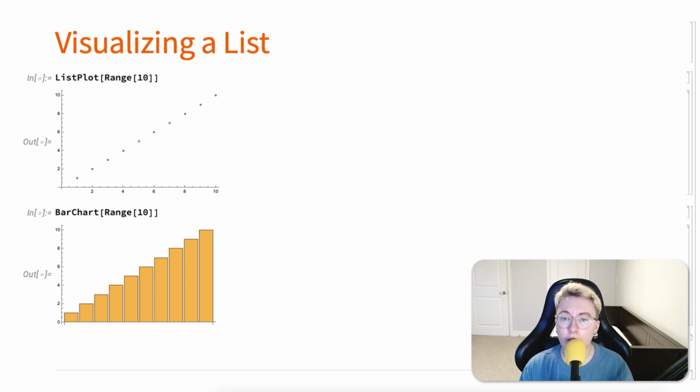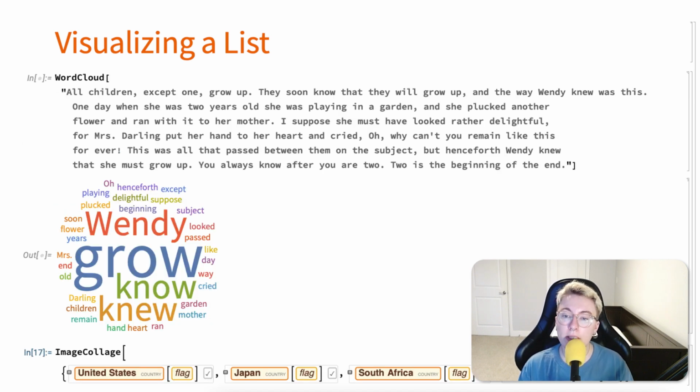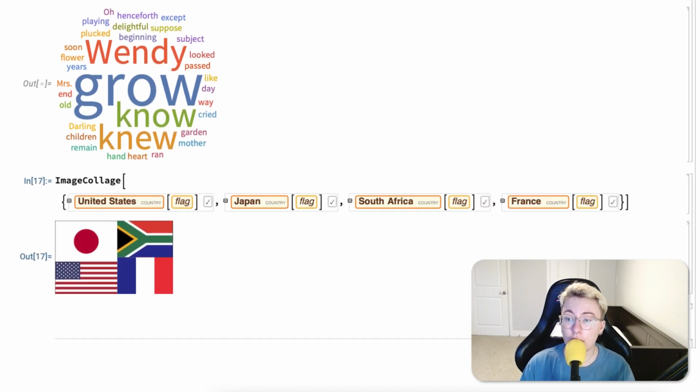If we have a list of numbers, an easy one to start with is ListPlot, which will plot each number as a point with the x value increasing by 1. BarChart is another data visualization that works in a similar way, but with bars instead of points. Most types of data will have some functions that work on a list of that data type. For example, WordCloud is a great option for visualizing the frequency of words when working with strings. ImageCollage is one of a few ways you could combine a list of images into one visual.